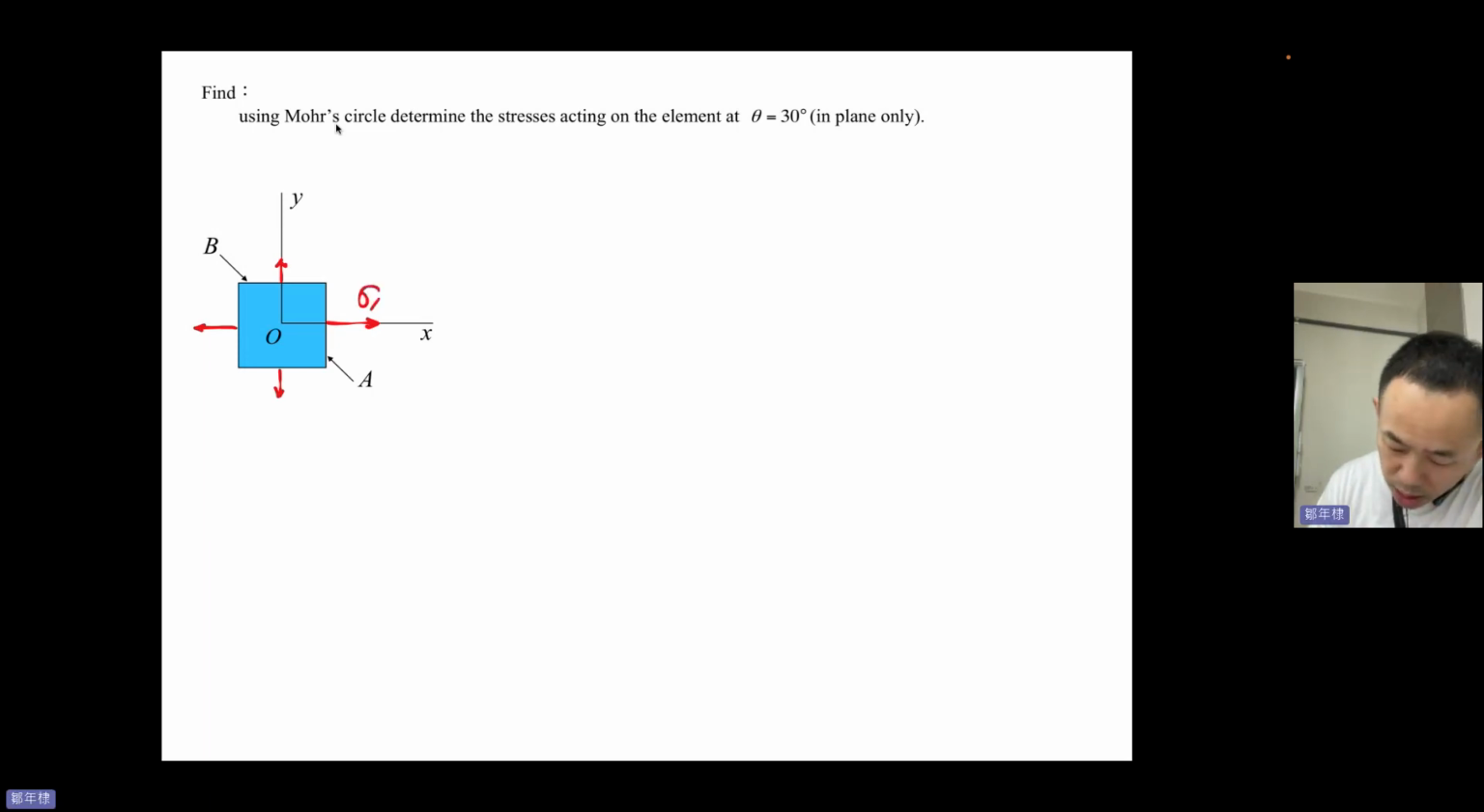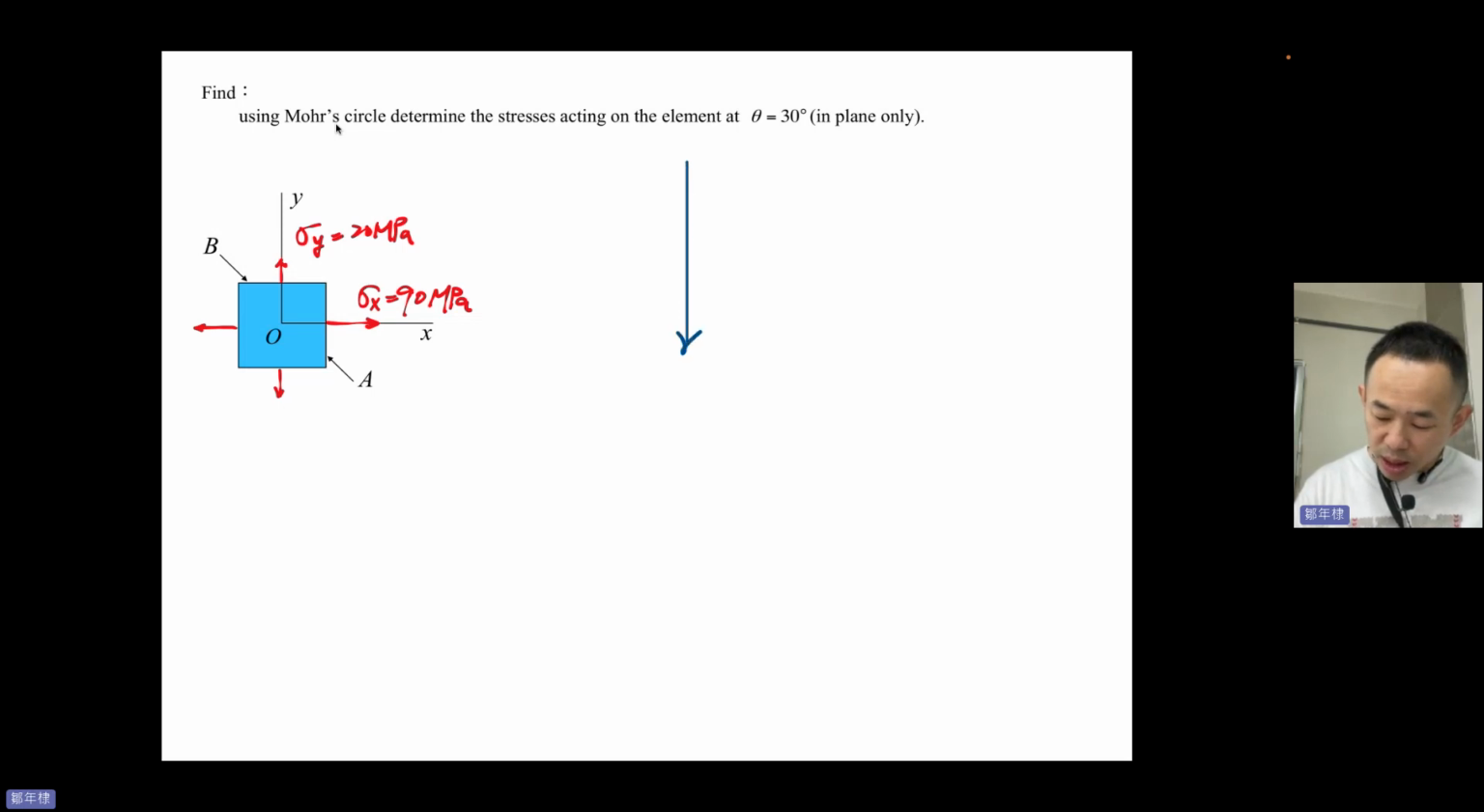Sigma x is 90 MPa, and sigma y is 20 MPa. And there's no shear. Okay, no shear. So now we can straightly obtain the Mohr circle. This is sigma x1, and this is tau x1y1. And then how can we determine the origin?